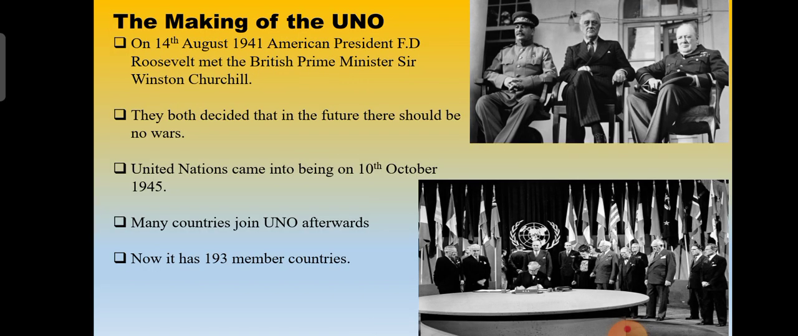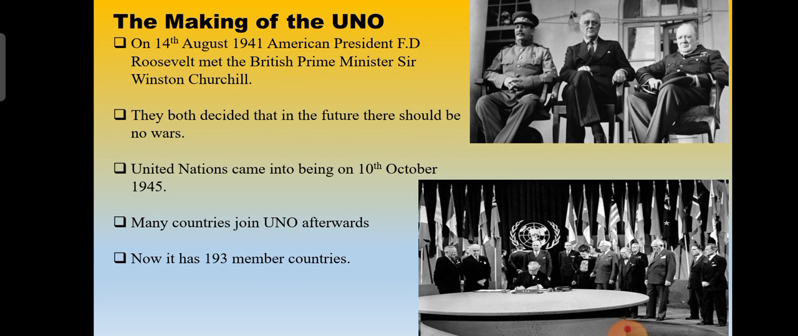Okay, now the making of the UNO. In the picture you can see two persons, and in the center the person who is sitting is American President F.D. Roosevelt. He met the British Prime Minister Sir Winston Churchill. Both of them you can see, and the third person is unknown. They both decided that in the future there should be no war.